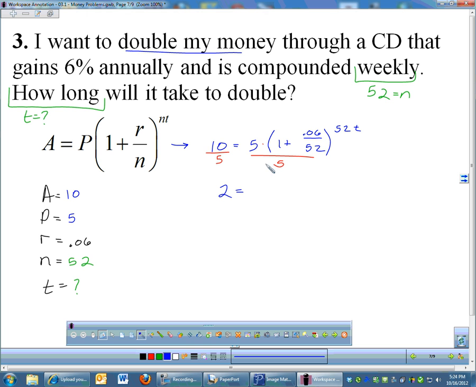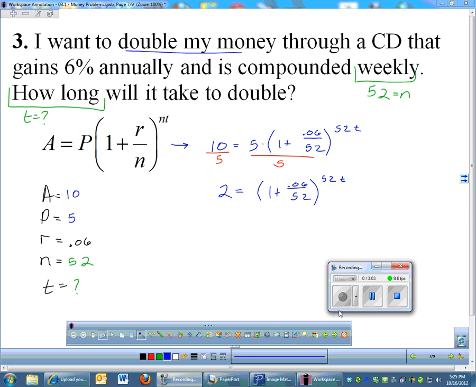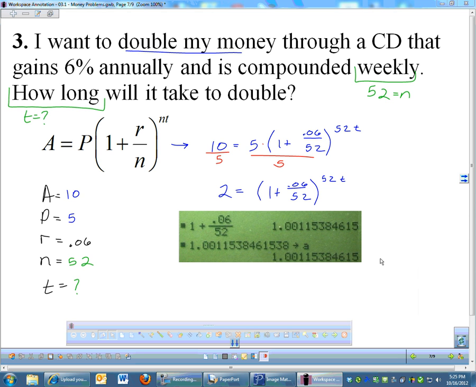Now that is why it doesn't matter what numbers you pick. If you pick 10 and 20, your first step you're going to divide, you will always end up with 2. So I have this to the 52T. And now I'm going to clean up the inside doing exactly what I just did on that last problem. I'm going to punch 1 plus 0.06 over 52 in the calculator. There we go. So I punched that in the calculator, my inside right there.